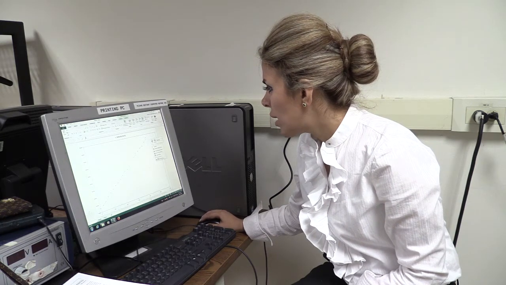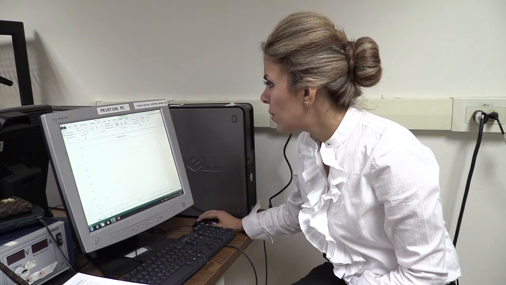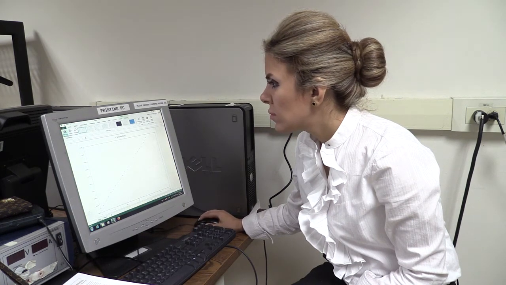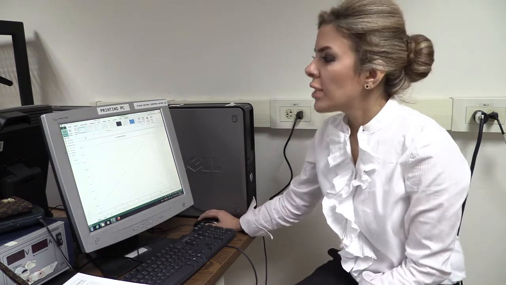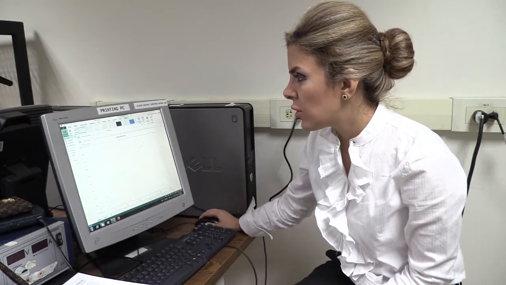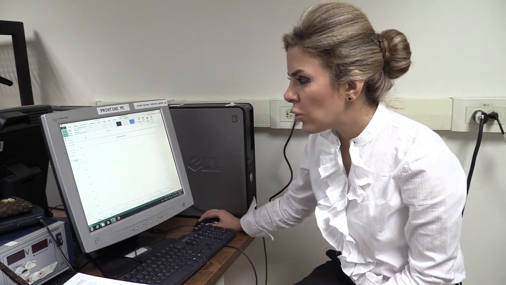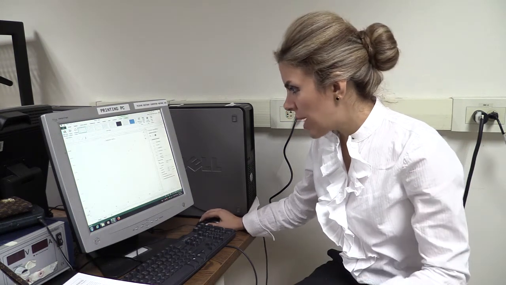So I say format, okay, sorry. So they're going to find this one, add a chart element on the left-hand side. When they go to design, add a chart element, they go to trend line here, and then they go to more trend line options. Okay, look at this.